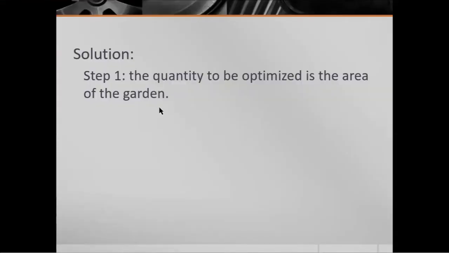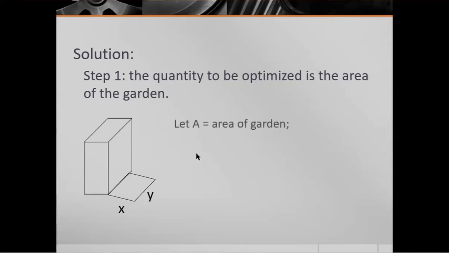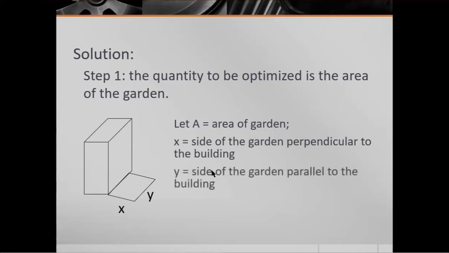Step 1. So the quantity to be optimized is the area of the garden. So let's sketch the figure. So ito ngayon yung ating sketch. So ito yung ating building. Then adjacent to the building, meron tayong garden. And the garden is in rectangular shape. Let A be the area of the garden. And let x be the side of the garden perpendicular to the building. And let y be the side of the garden parallel to the building.